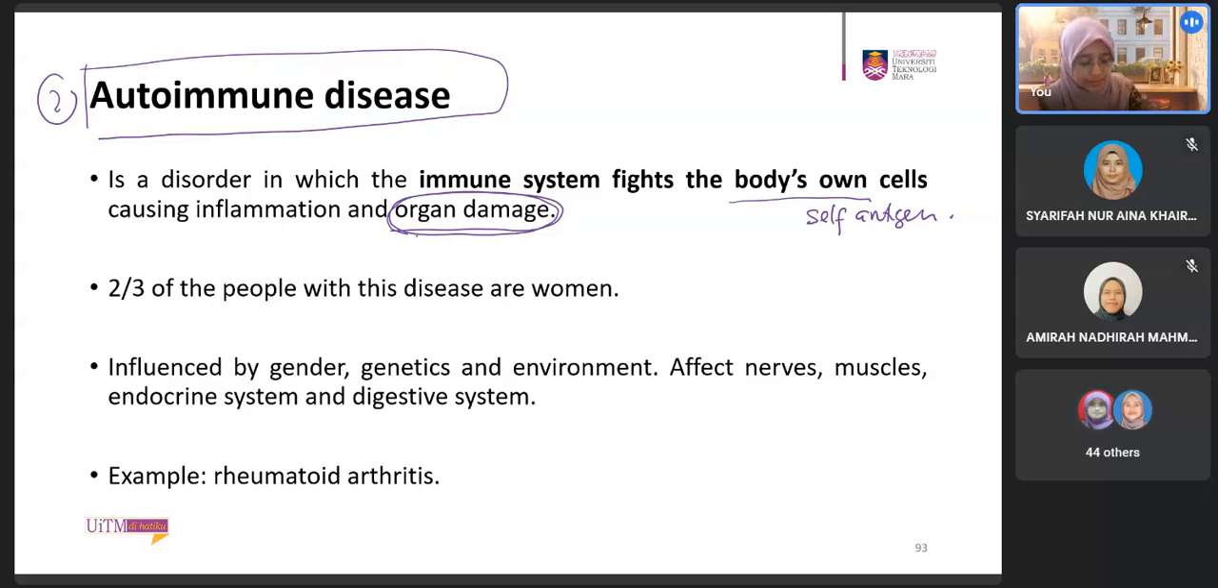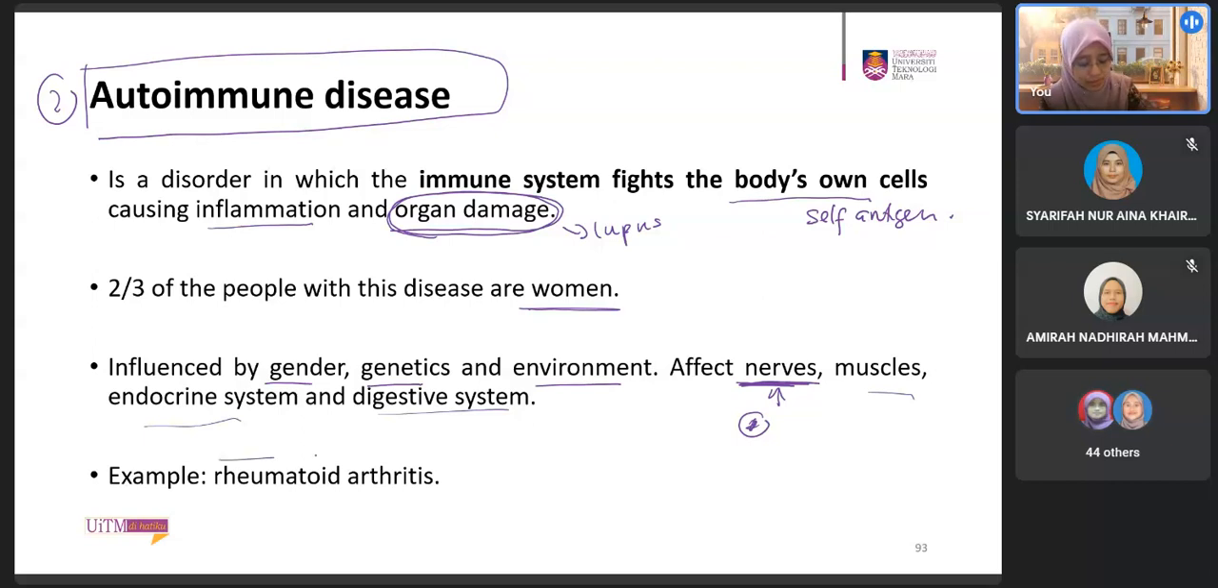Two thirds of people with this disease are women. So mostly women are affected, I suppose. It is influenced by gender, genetics and also environment, and it affects nerves. For example, your immune cells attack the myelin sheath. We learned about neurons, where the myelin sheath speeds up impulse transmission, saltatory conduction. Without the myelin sheath, the impulse cannot be conducted properly from one neuron to another neuron. So this will lead to a disease we call multiple sclerosis. It affects nerves, muscle, endocrine system and also digestive system.